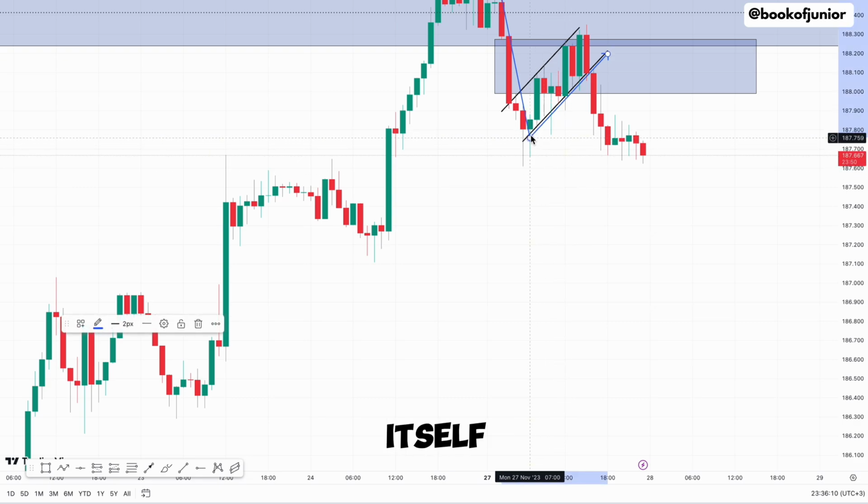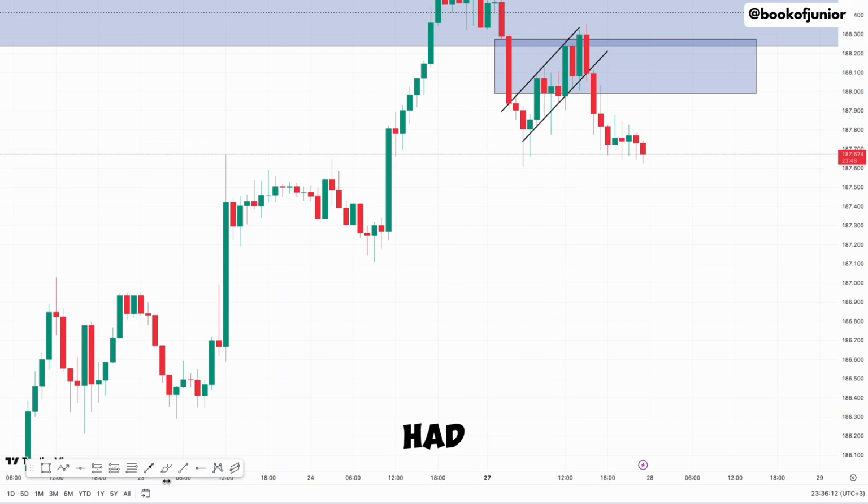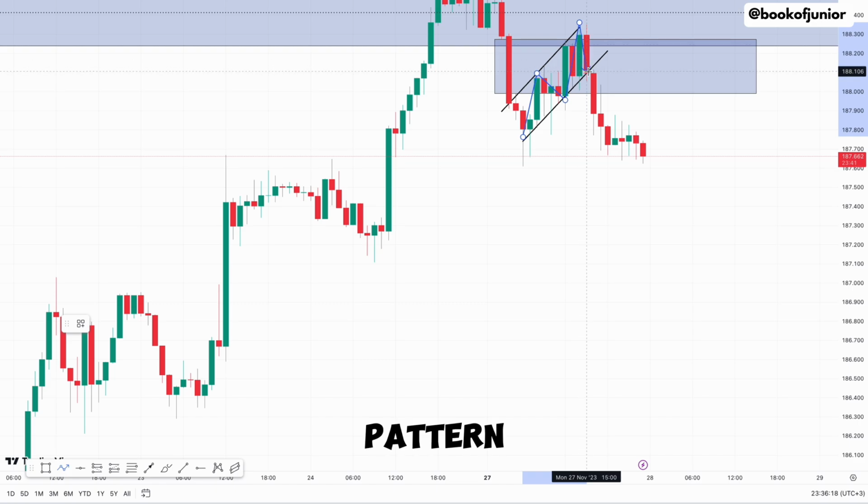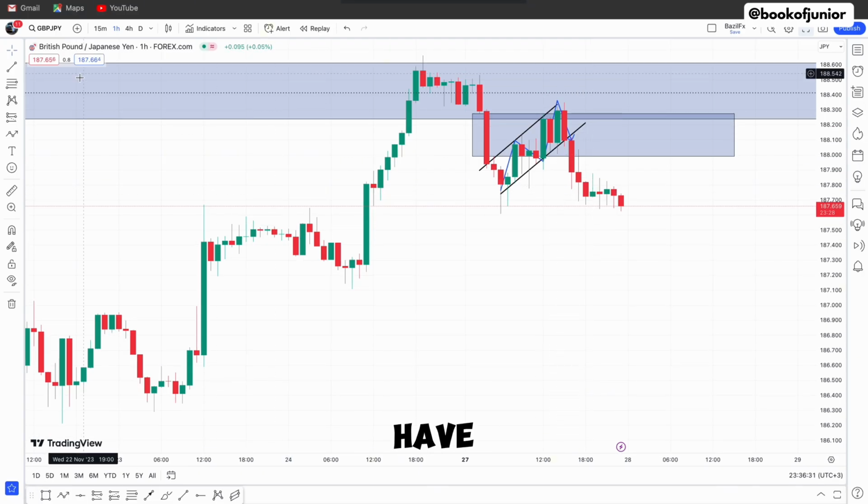Even in the flag itself, you can see, guys, we had this M pattern. You know what an M pattern means? You see this, traders? We had an M pattern. That is another point to tell us price is going to reverse. So for me, I added confirmation on my 15 minute time frame to take this trade, and my confirmation is always to have a candlestick pattern.